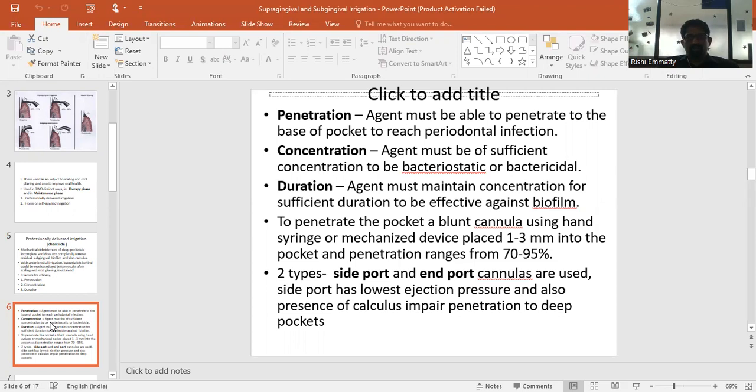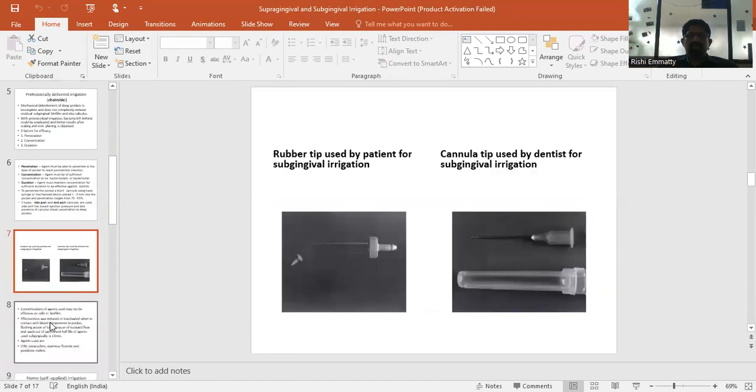Side port has the lowest ejection pressure, because you won't be able to inject it directly; the fluid pressure comes and goes straight and it has to bend. So you have to give more pressure, and also the presence of calculus, if there is calculus present, will impair the penetration to deep periodontal pockets. You can see the diagram here. The first one is the end port cannula, and on the side port you can see a small hole on the side, which is mainly used for endodontic root canal irrigation.